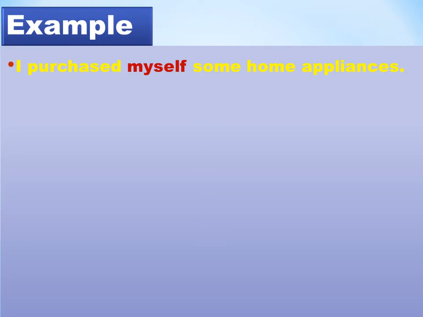Here, I is the subject, purchased is the verb. Purchased what? Home appliances. So, home appliances is the direct object. For whom? For myself. So, here myself is the reflexive pronoun as indirect object. Let's see the next example.